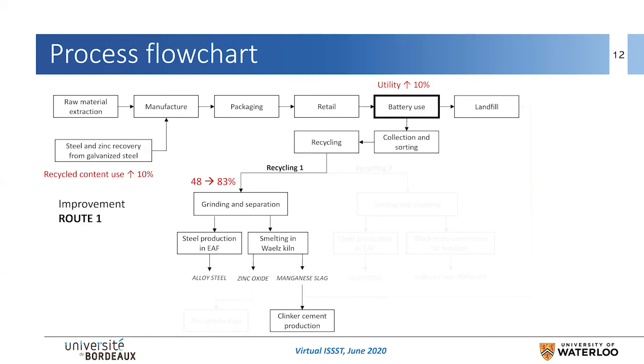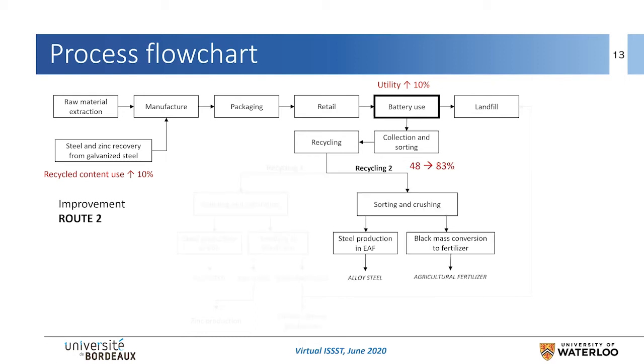In the first improvement route, we have improvement of some of these processes and process parameters. In this case, we first improve utility by 10%, so the battery is built with more power. We consider a 10% input of secondary zinc and steel material from galvanized steel recycling. And then we consider that the manganese slag is not sent to the landfill, but is used in the building industry to produce clinker cement.